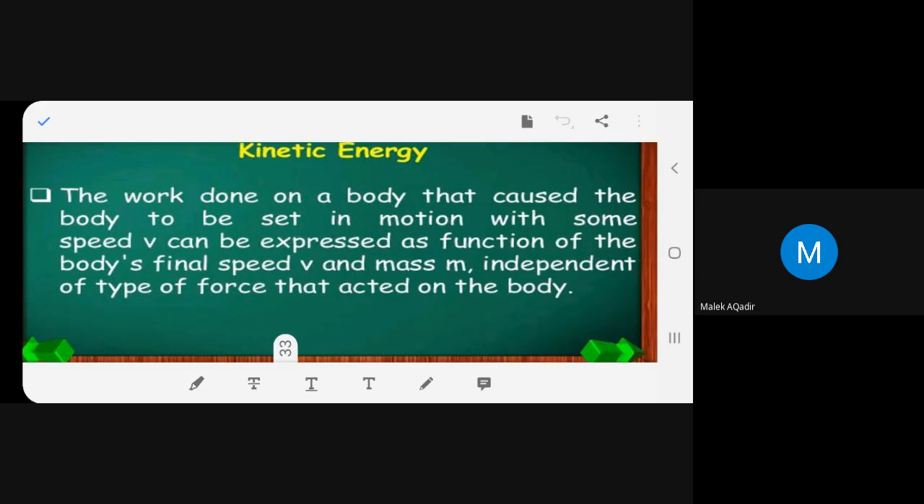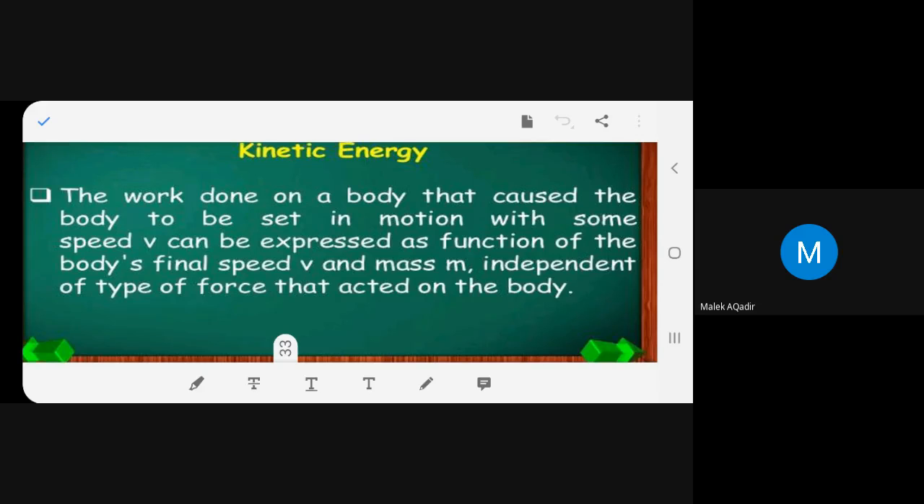The work done on a body that caused the body to be set in motion with some speed v can be expressed as a function of the body's final speed v and mass m, independent of the type of force that acted on the body. So what is this kinetic energy? This is the work done on a body.